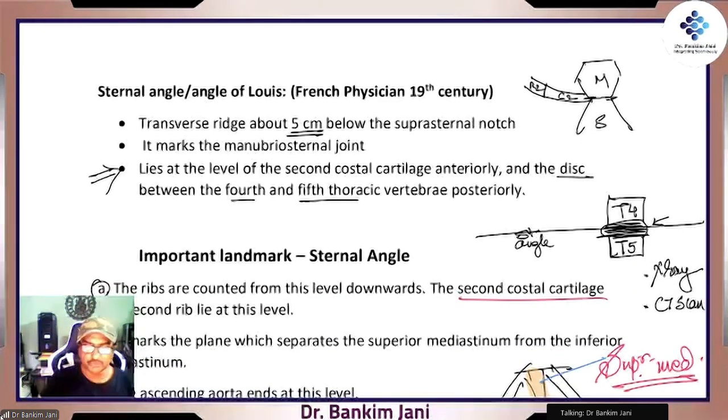Sternal angle, also called the angle of Louis, right? It is this angle, the sternal angle. It is the transverse ridge about 5 centimeters below the suprasternal notch. So that is the suprasternal notch. You just take your hand down slightly and you'll be able to feel that very sharp ridge. It marks the manubriosternal joint, the joint between manubrium and sternum. That is where the second rib will be landing, so obviously the costal cartilage of the second rib.